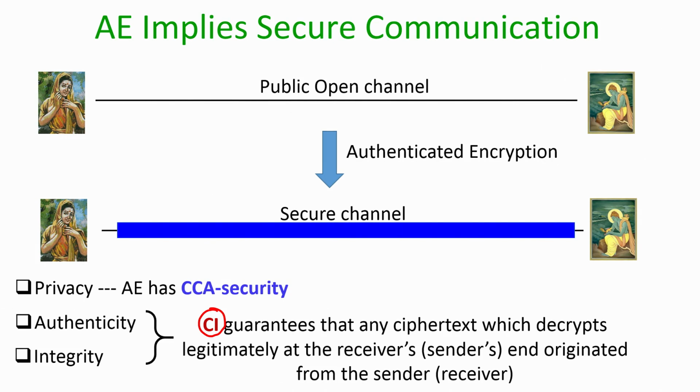And the same guarantee is given even if a receiver is encrypting some message as per the authenticated encryption scheme using the key shared with the sender. If the ciphertext decrypts back legitimately at the sender's end, then it gives the sender the guarantee that indeed the ciphertext has come from a receiver who has the same key K with which the sender has decrypted that ciphertext. So, now you can see that indeed authenticated encryption is the right notion of security if you want to achieve all the three properties together, namely privacy, authenticity and integrity.